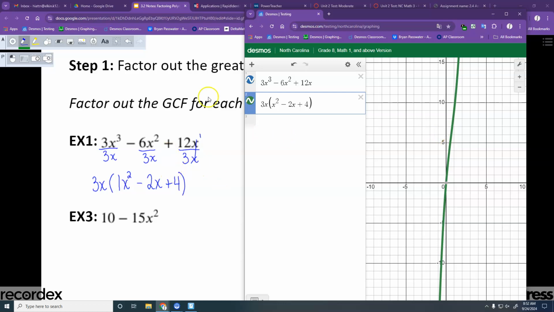Let's say we left the x right here. Notice how those are not the same. That would be like, uh-oh, I've messed up, right? So while Desmos will not do this for you, it will help you check your answers for this, okay?